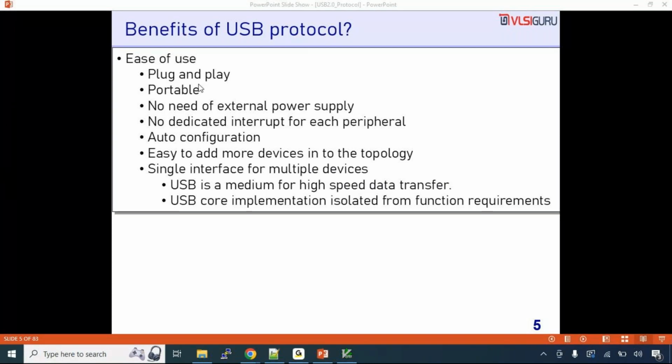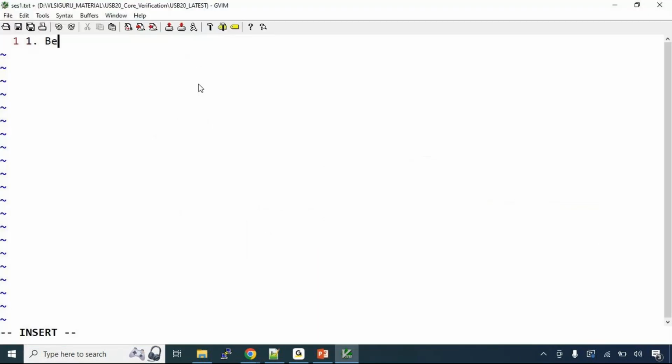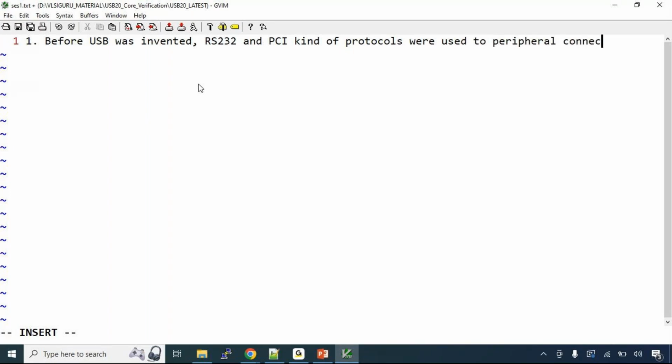In the earlier generations, in the earlier types of peripheral protocols, like RS-232, before USB was invented, RS-232 and PCI kind of protocols were used for peripheral connections. What is meant by peripherals? Let's understand. For a laptop, a mouse is a peripheral.